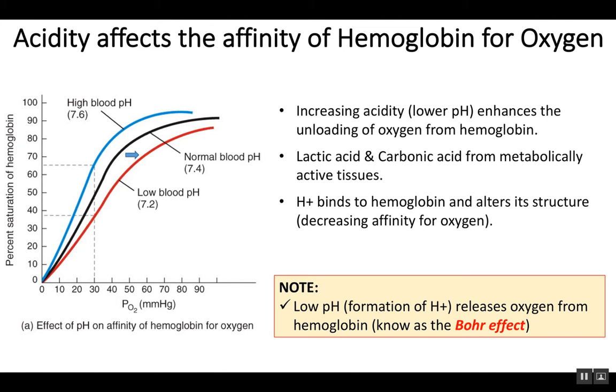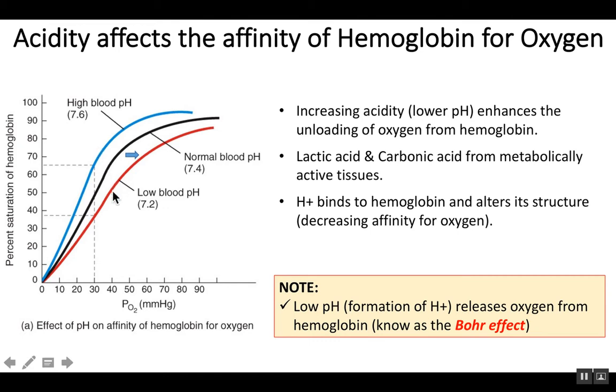So metabolically active tissues need more oxygen. And the reason that acidity can do this is that hydrogen ion. The hydrogen ion in acidic environments binds to the hemoglobin, alters the shape of that hemoglobin, which will lower the affinity. And when you lower the affinity, it lets go of the oxygen. And that oxygen can be delivered and diffused into the tissue. This phenomenon is known as the Bohr effect.